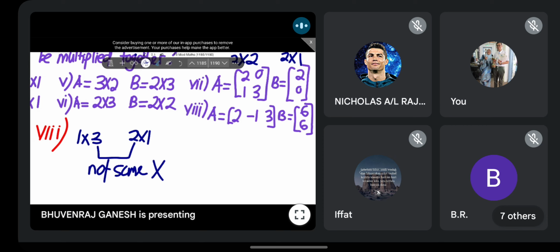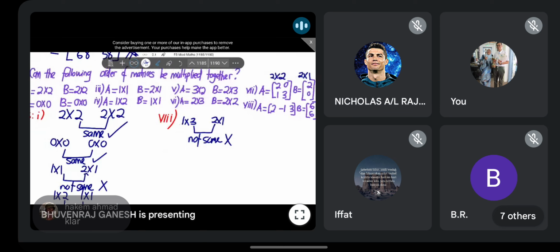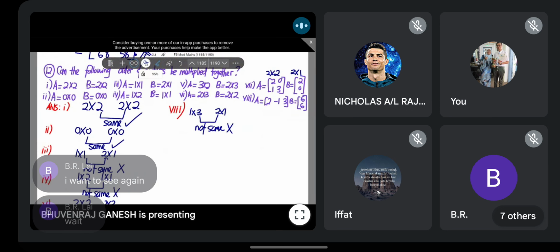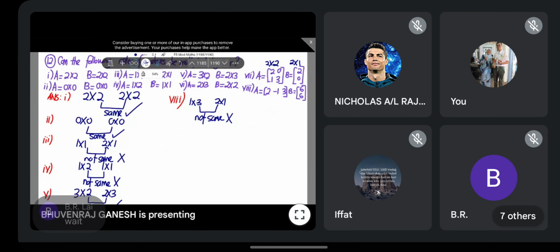Okay, guys, are you all clear how to determine whether can multiply or cannot multiply? These are the 8 examples for you to try. Okay, can you see slowly?